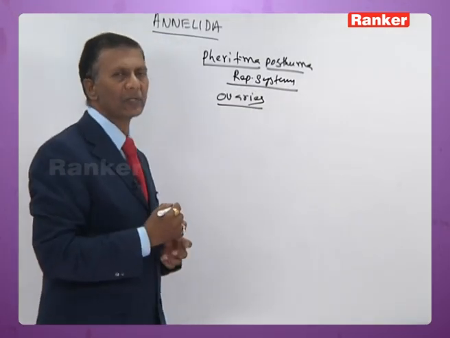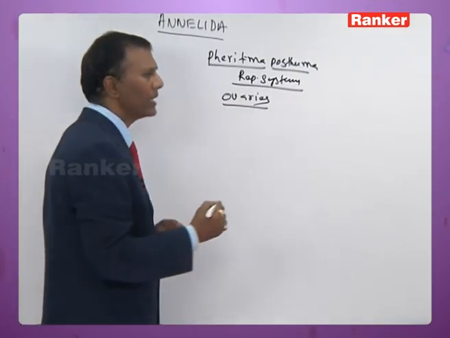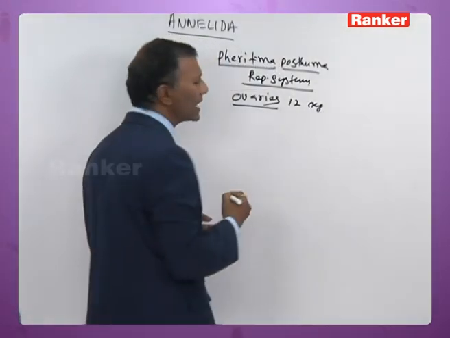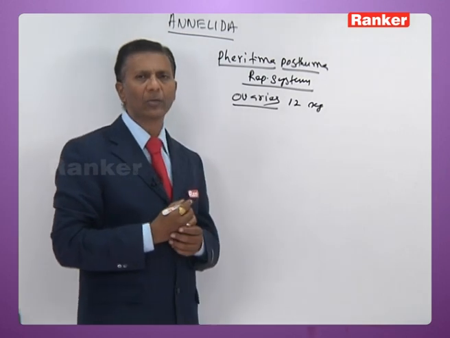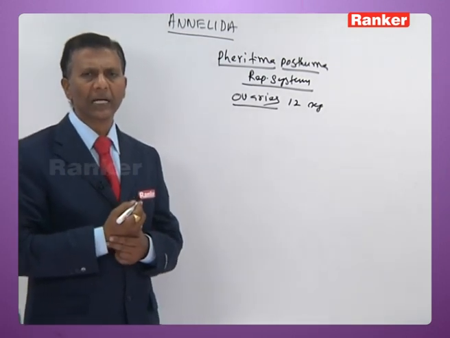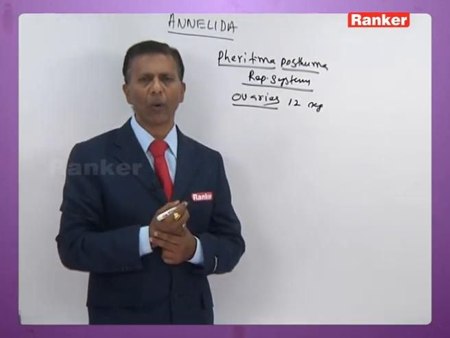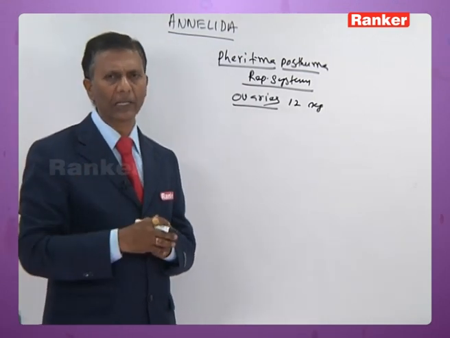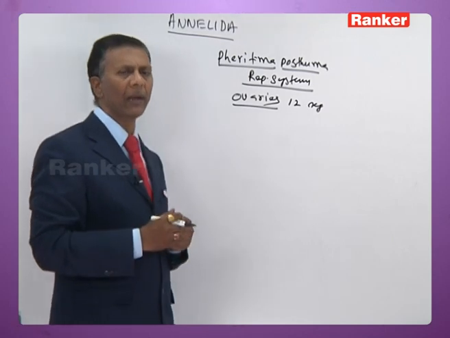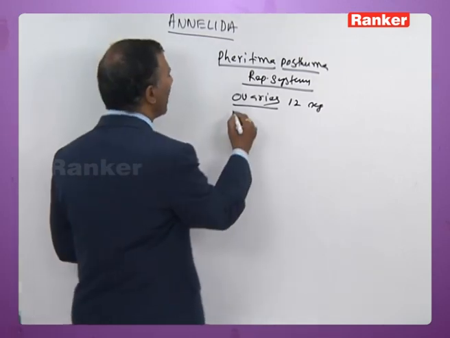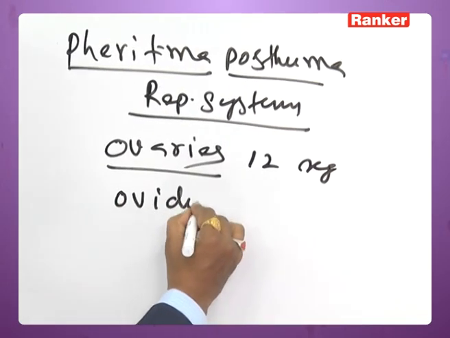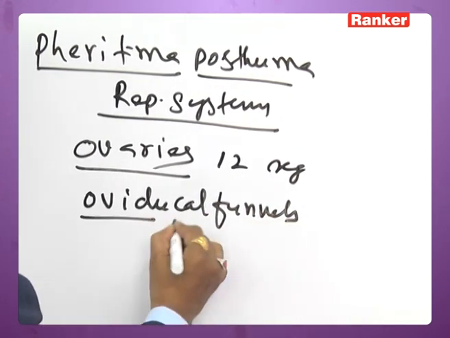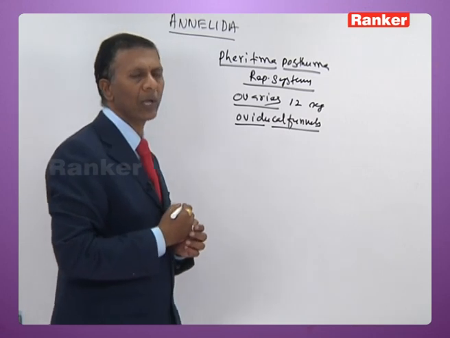In the female reproductive system, you find a pair of ovaries. Ovaries are present in the 12th segment. They are attached to the septum of 11 by 12. Unlike testes, the ovaries synthesize mature ova and release the ova into the coelomic cavity of the 12th segment. From the 12th segment, ova are collected by oviducal funnels.